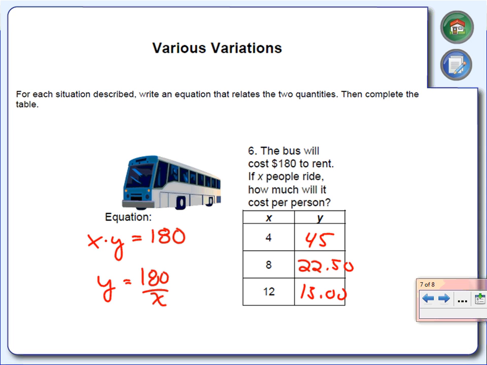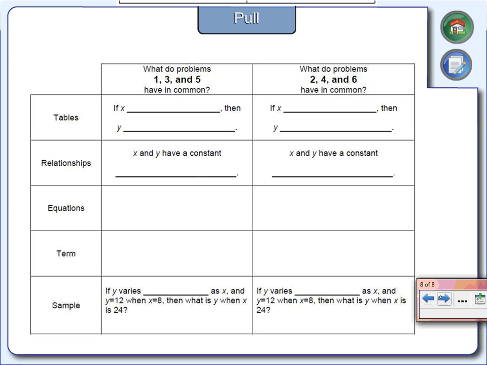So obviously, the more and more people go, the less you're going to have to pay. Makes sense, right? So we've worked 6 different problems here. Got 6 different equations. Now we're going to take a close look at that. So if we look at the last part here, we're going to start by taking a look at numbers 1, 3, and 5. Notice up here it says, what do problems 1, 3, and 5 have in common?